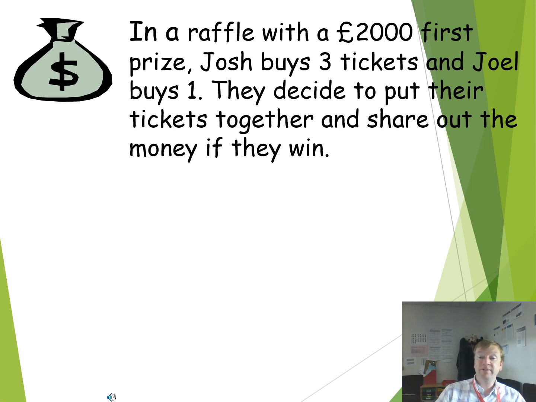So this is how we do it. It's called sharing using ratio. First of all, we look at the ratio. The ratio is 3 tickets to 1. Okay, 3 for Josh, 1 for Joel. So we take that ratio, 3 to 1. Let's write that down first of all. 3 to 1, and we add it up. So 3 plus 1 equals 4. So nothing too taxing to start us off.